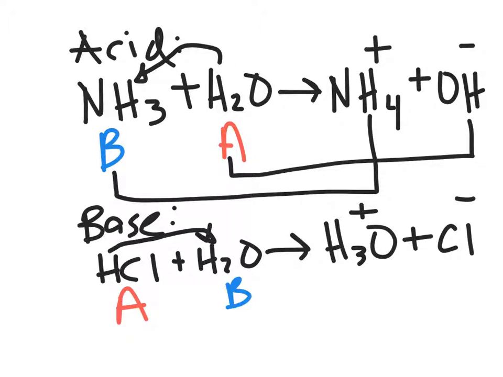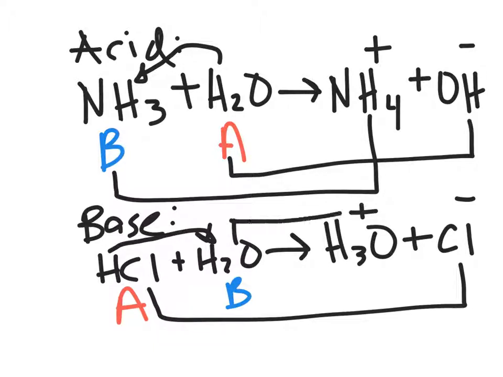Again, we've got conjugate acid-base pairs. Here's our acid and its conjugate base, and here's our base and its conjugate acid. Okay, and again, we're going to practice that in class. So water, first of all, can function as an acid.